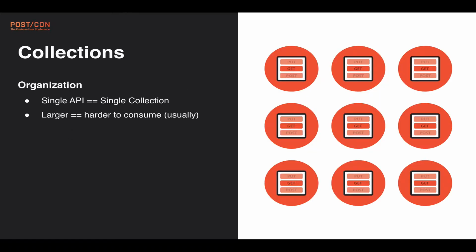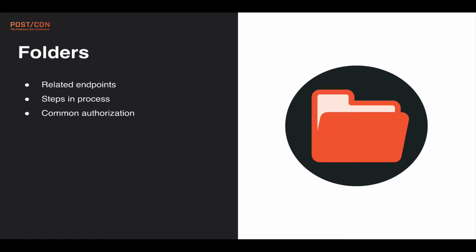In general, we've seen that people tend to build collections which represent a single API. We've also seen that larger collections tend to be more difficult to consume for people and for machines. A couple hundred requests per collection is about as far as I would go. That being said, even looking at 50 requests at once can seem a bit too much when you're working, and that's where folders come in.